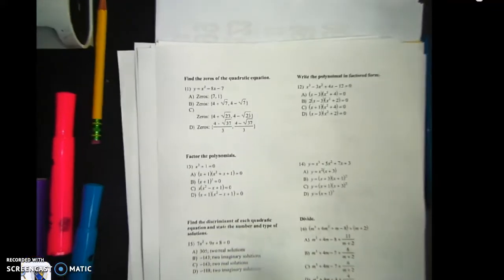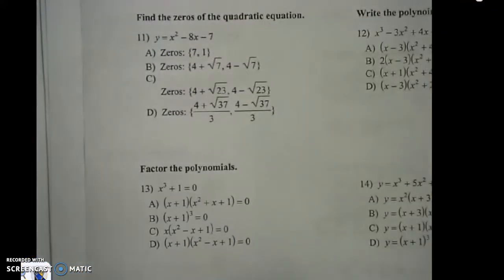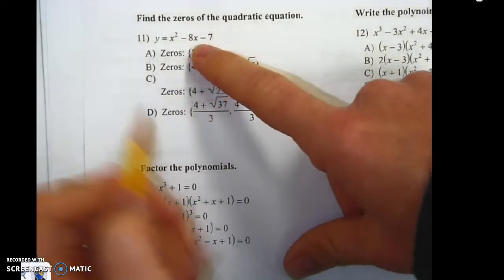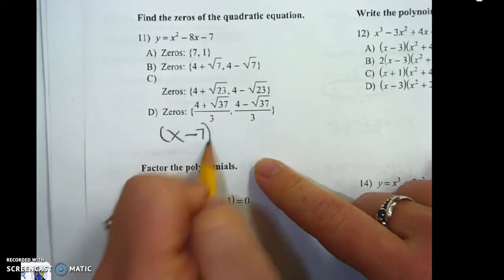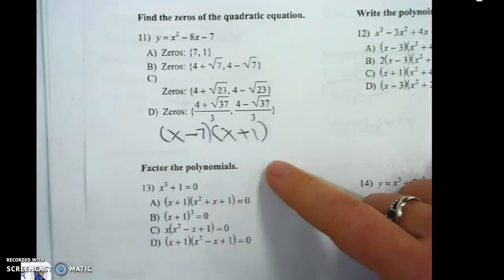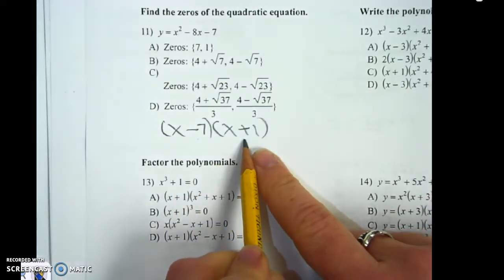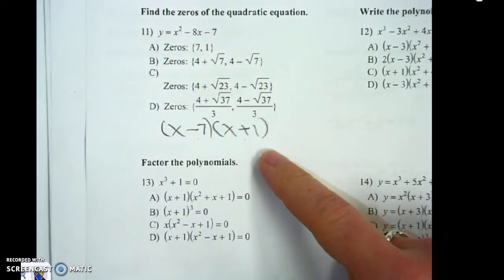All right, so we're continuing. This is page 2 on what we did in the previous page. So finding the zeros just means I factor. Oh, but I can't do this one because I won't be able to get -8. So I have no choice but to do the quadratic formula.